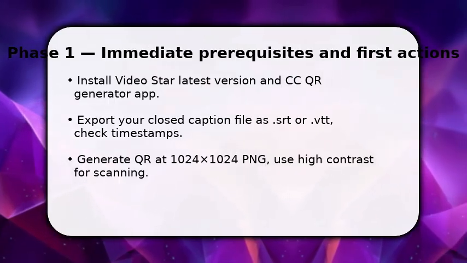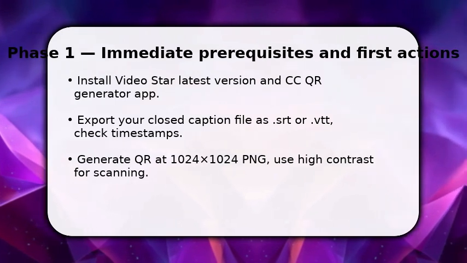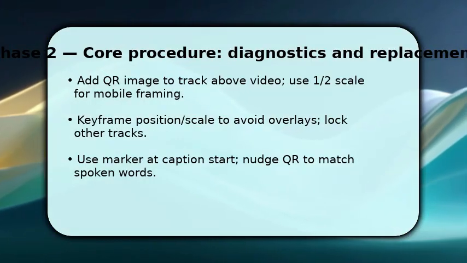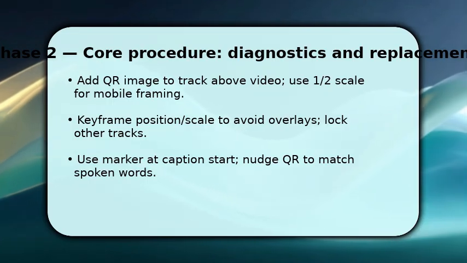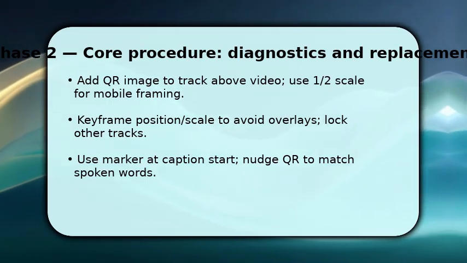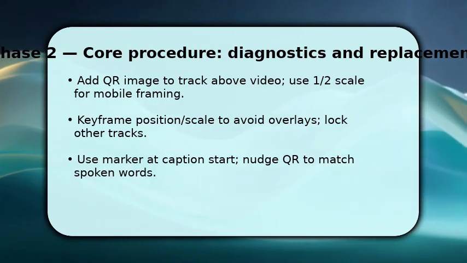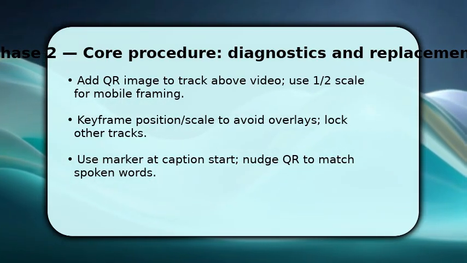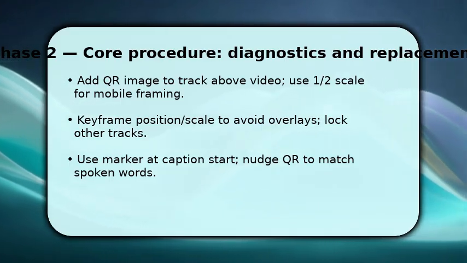Make sure to name files clearly so you can find the QR and captions quickly when you begin placing and timing them. You now place the QR into the timeline and sync it to your captions. This is the detailed step where precision matters. Put the QR image on a track above your footage and set an initial scale. 1/2 often fits mobile screens without blocking faces. Then create markers at caption start points and nudge the QR clip to line up with each spoken phrase.